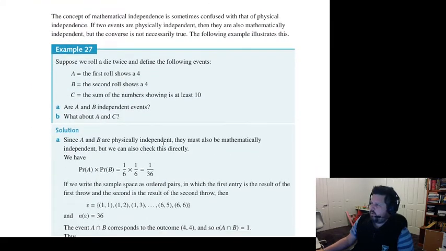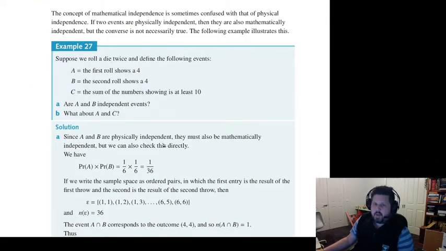Going a bit further, it says here, the concept of mathematical independence is sometimes confused with that of physical independence. What they're going on to talk about is if you've got two events and they are physically independent in the real world, then they are also mathematically independent. But the other way around is not necessarily true. And so this example is trying to illustrate that.